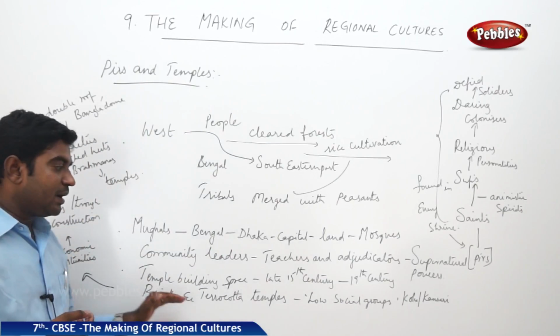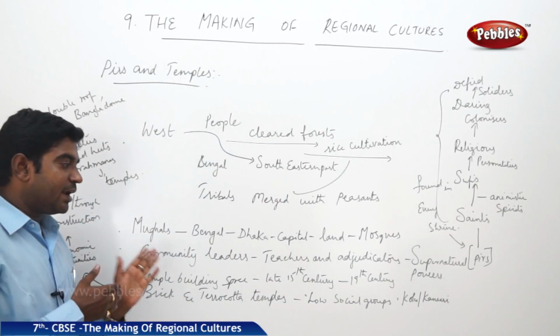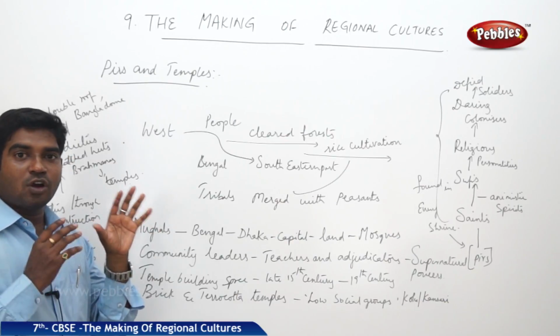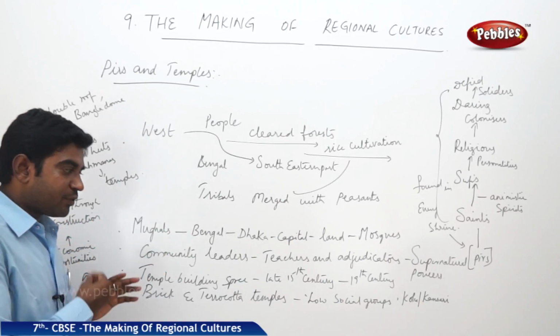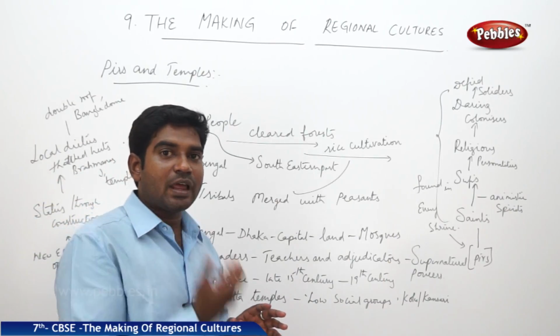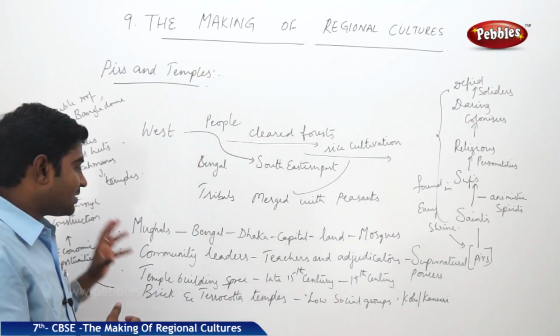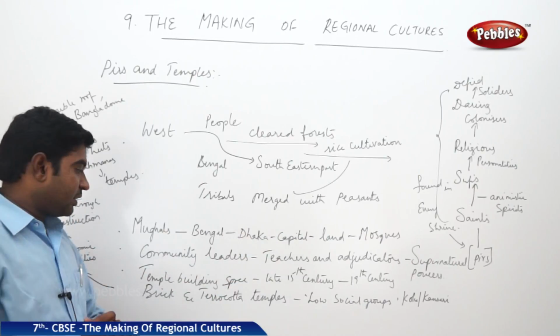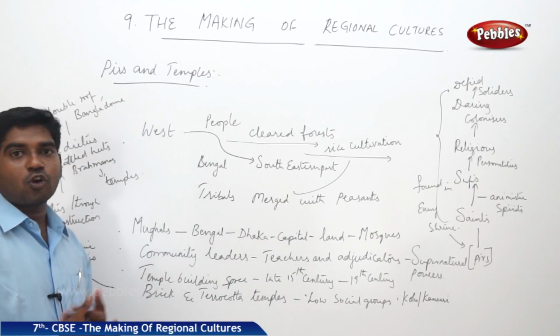And the temple building spree started during the late part of the 15th century and continued till the 19th century. So from the late 15th century, the 16th, 17th, 18th and also the 19th century, we have the construction of temples going on. The temples were constructed with bricks and terracottas.